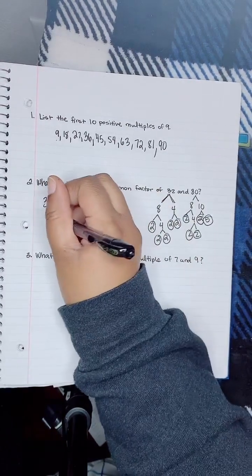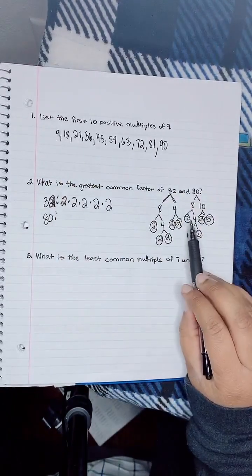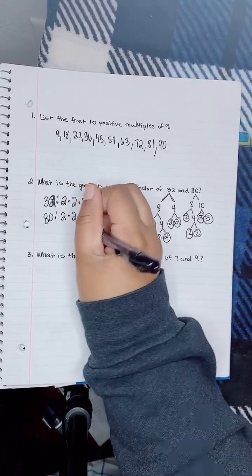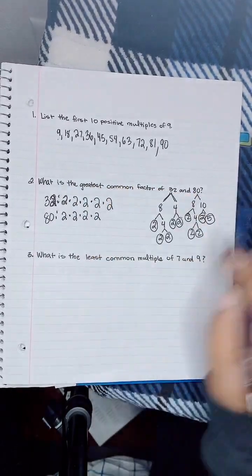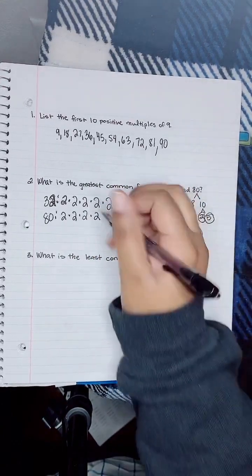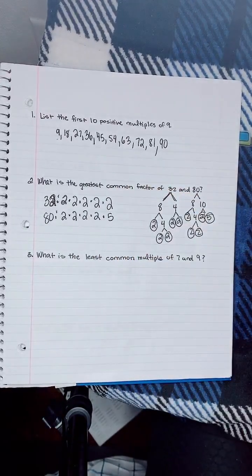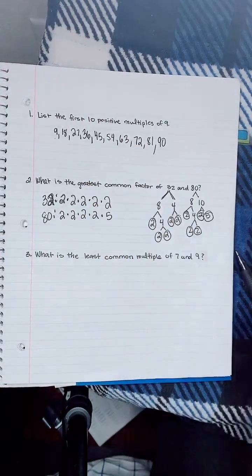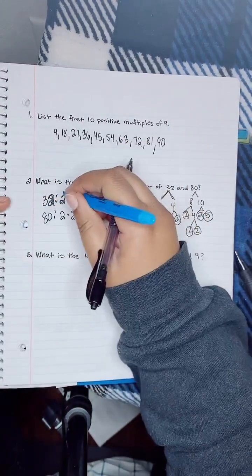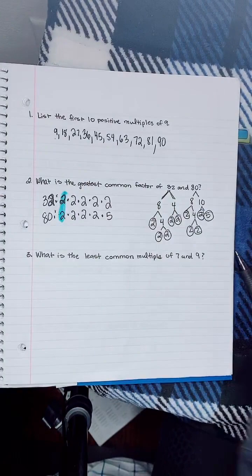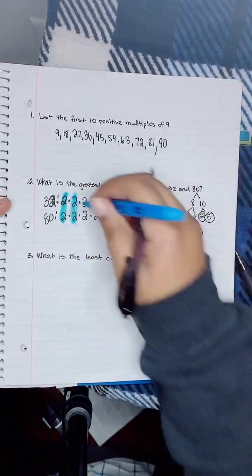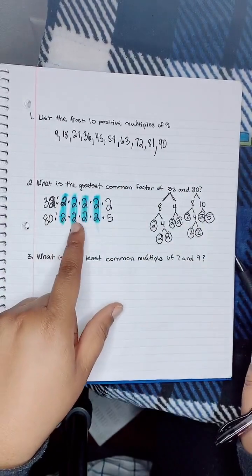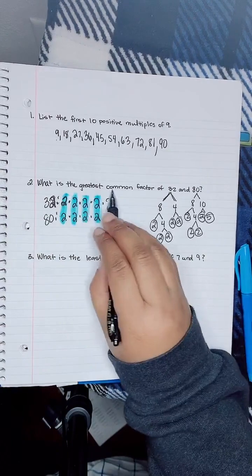So now we list our 80. And then I say, how many 2's do I have? 1, 2, 3, 4. And then I have this 5 here, times 5. Now, what you're looking for is the pairs. So here, I'm going to do it with the highlighter. Here I have a pair of 2's. They both share a 2 here, here, here, and here. So these 2's are the only thing they have in common.